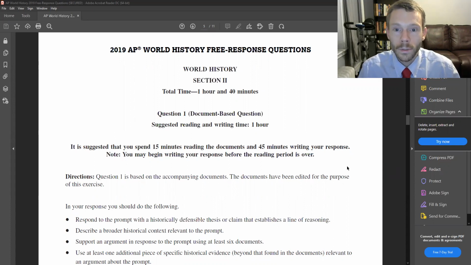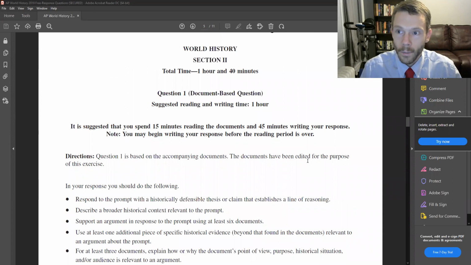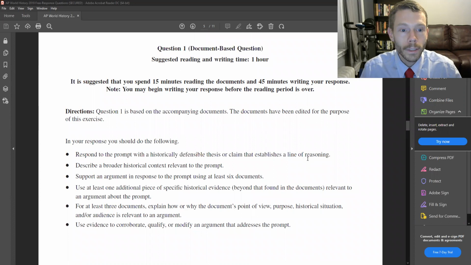So section 2 is designed to take an hour and 40 minutes, and the DBQ is designed to take 1 hour, and the LAQ is designed to take the other 40 minutes. The College Board recommends that you spend 15 minutes reading the documents and 45 minutes writing your response. What we'll do in this short video is look at the task itself, and see how it corresponds to the scoring rubric. So our directions say question 1 is based on the accompanying documents.